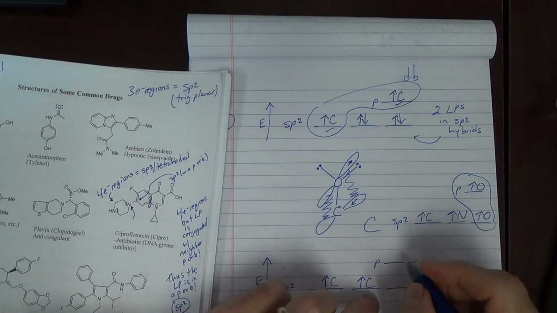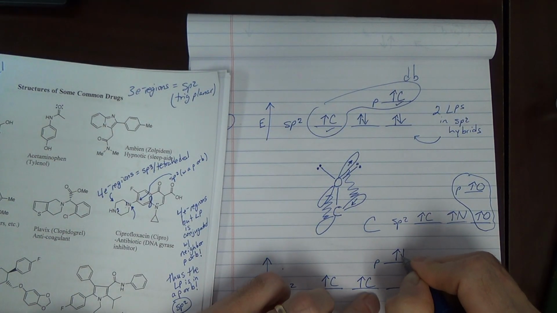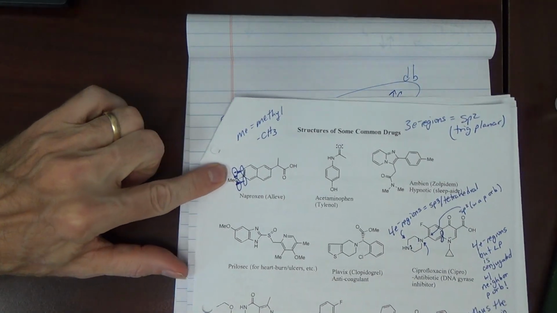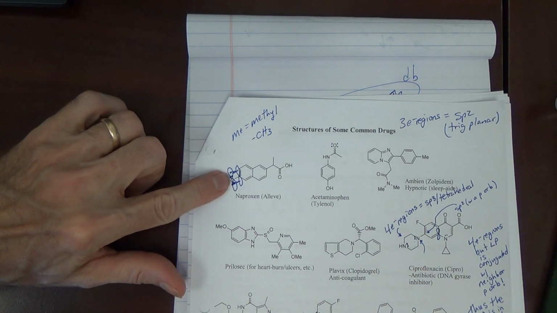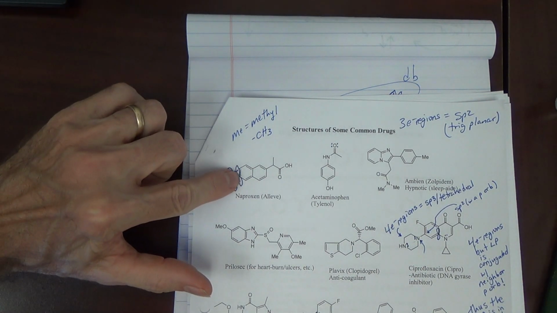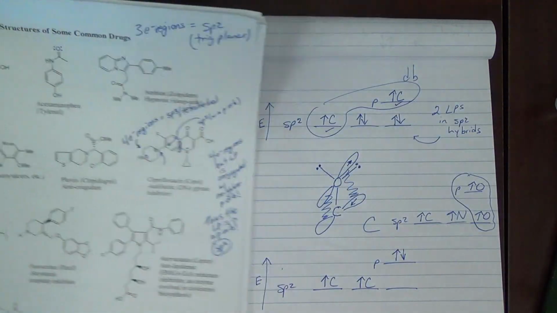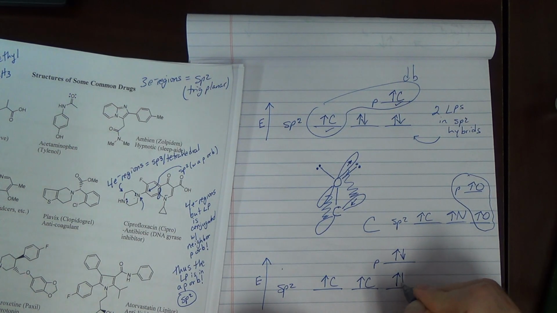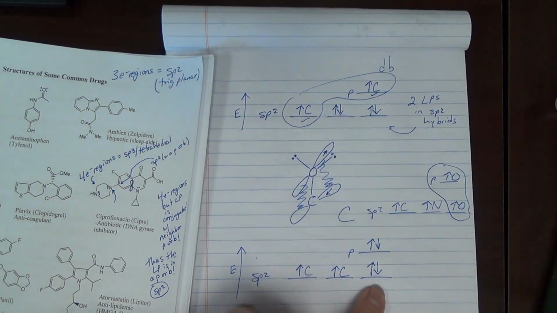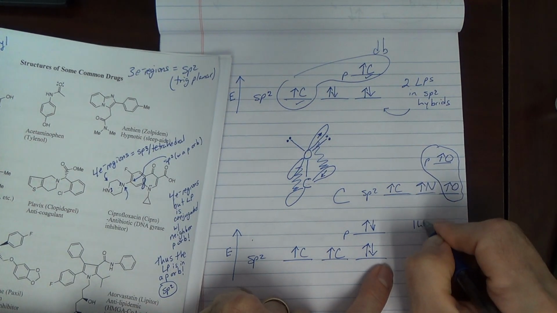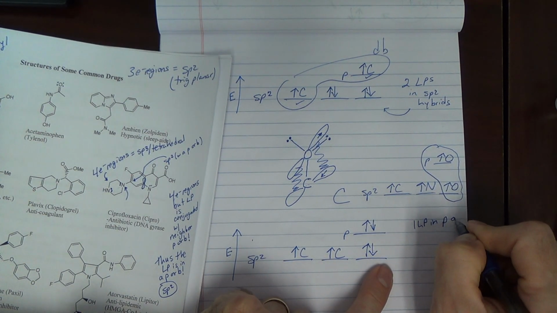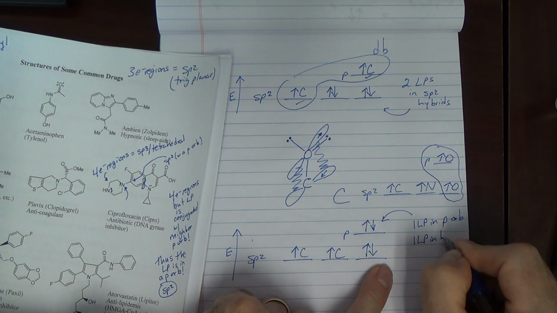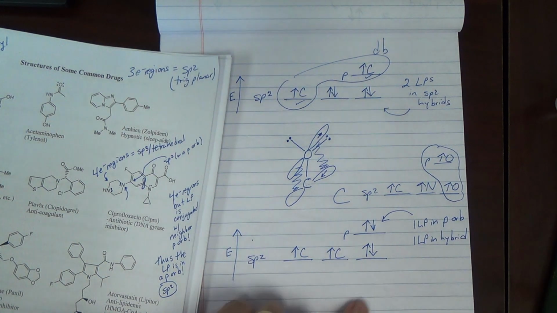Well, guess what? One lone pair is in a p orbital. We said why? Because if we put a lone pair in a p orbital, then that p orbital and that lone pair can interact with the neighboring p orbital. Where's the other lone pair? Well, the only place it can be is in the hybrid. And so we end up with 1 LP in a p orbital and 1 LP in a sp2 hybrid.